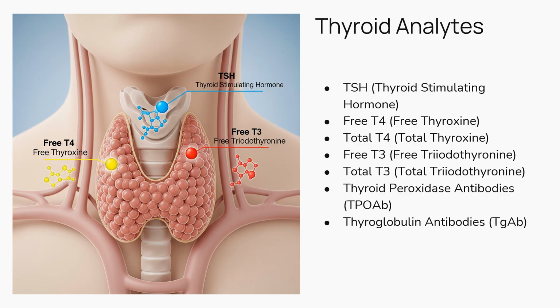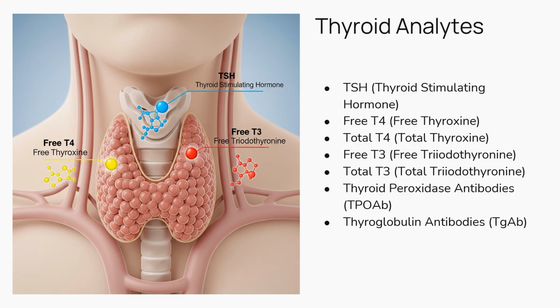Free thyroxine, or free T4, is the unbound active form of thyroxine hormone, and it reflects thyroid hormone production. Free triiodothyronine, or free T3, is the active form of the hormone. It's important for metabolic activity, often measured in hyperthyroidism. Total thyroxine, or total T4, measures both bound and unbound thyroxine in the blood. Total T3 measures both bound and unbound.